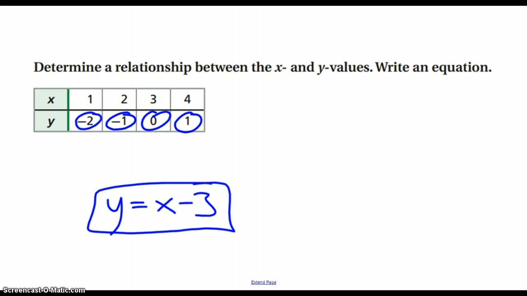Like I said, it's a little bit of guess and check at this point, but coming up soon we'll get to a little bit more specific way to figure out what your equation looks like. So that is writing an equation.